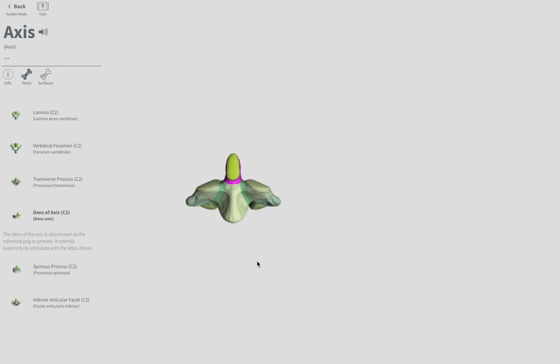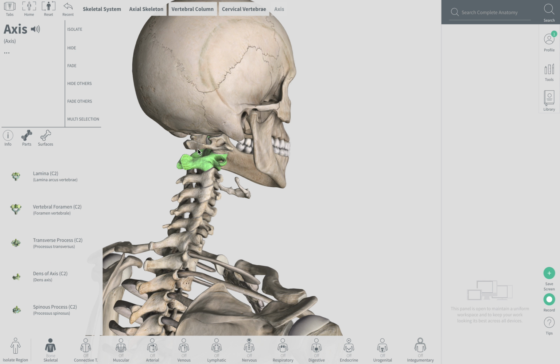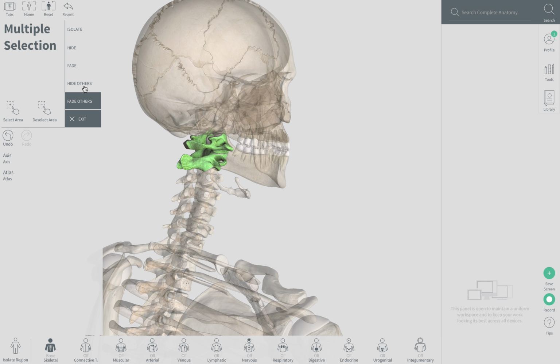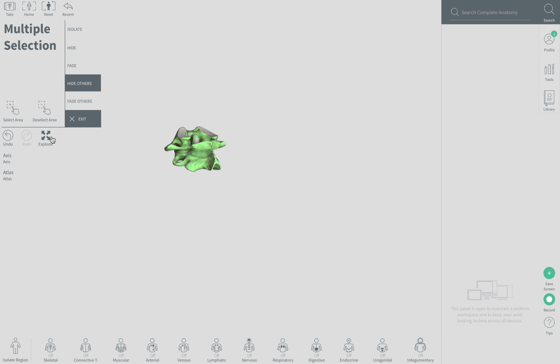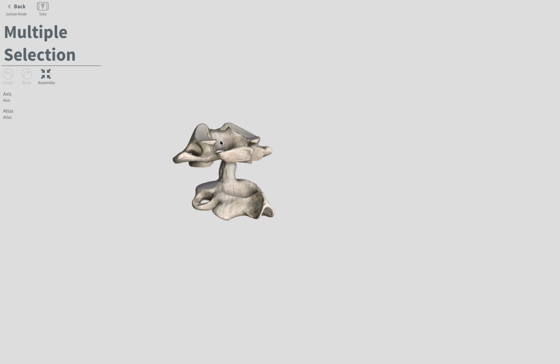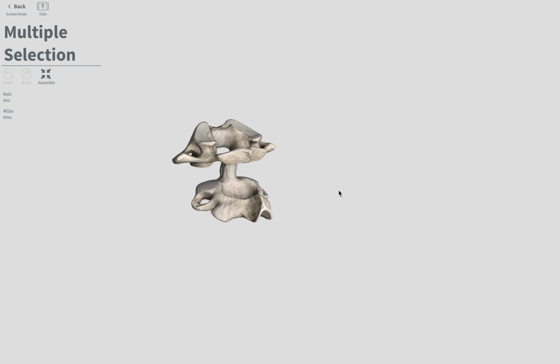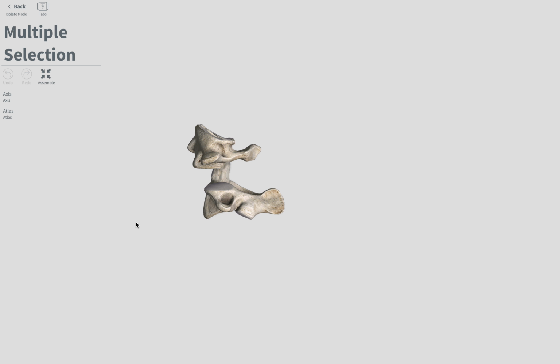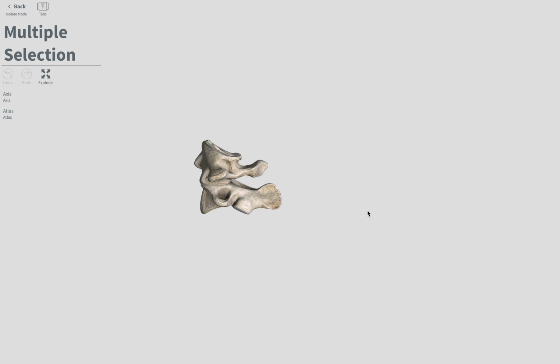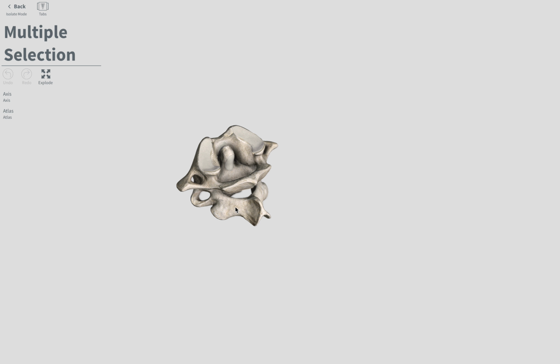So here's an anterior view, and the dens is going to articulate with the atlas. So let's select the atlas and the axis, and we can see how the dens extends into the atlas and articulates with it. And these kind of lighter surfaces are where the parts of those bones touch. So here's a lateral view. This is anterior. This is posterior. And that is the dens of the axis articulating with the atlas.